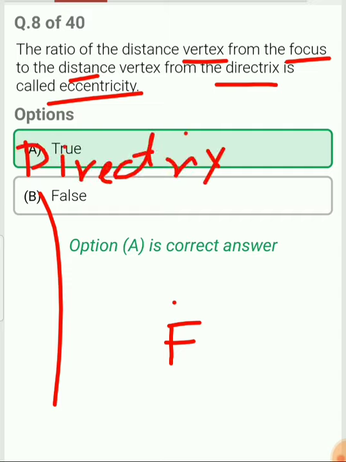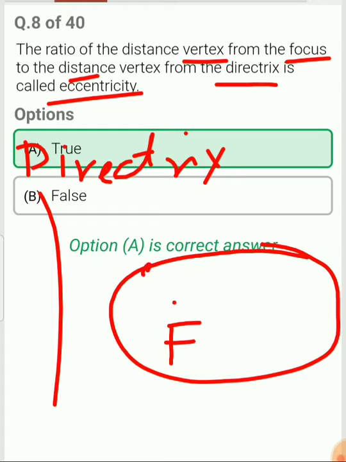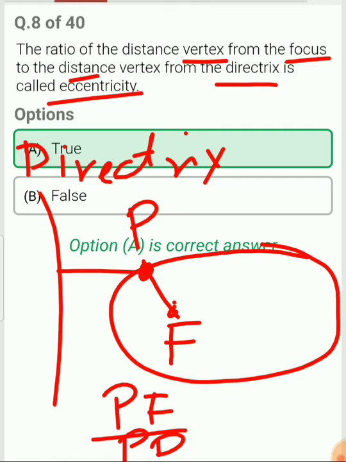Now if I draw an ellipse over here, and I take any one point P on the ellipse and take the distance PF, that is the distance of the point from the focus, upon the distance of the same point from the directrix, that is PD, then PF by PD is nothing but the eccentricity of the ellipse.